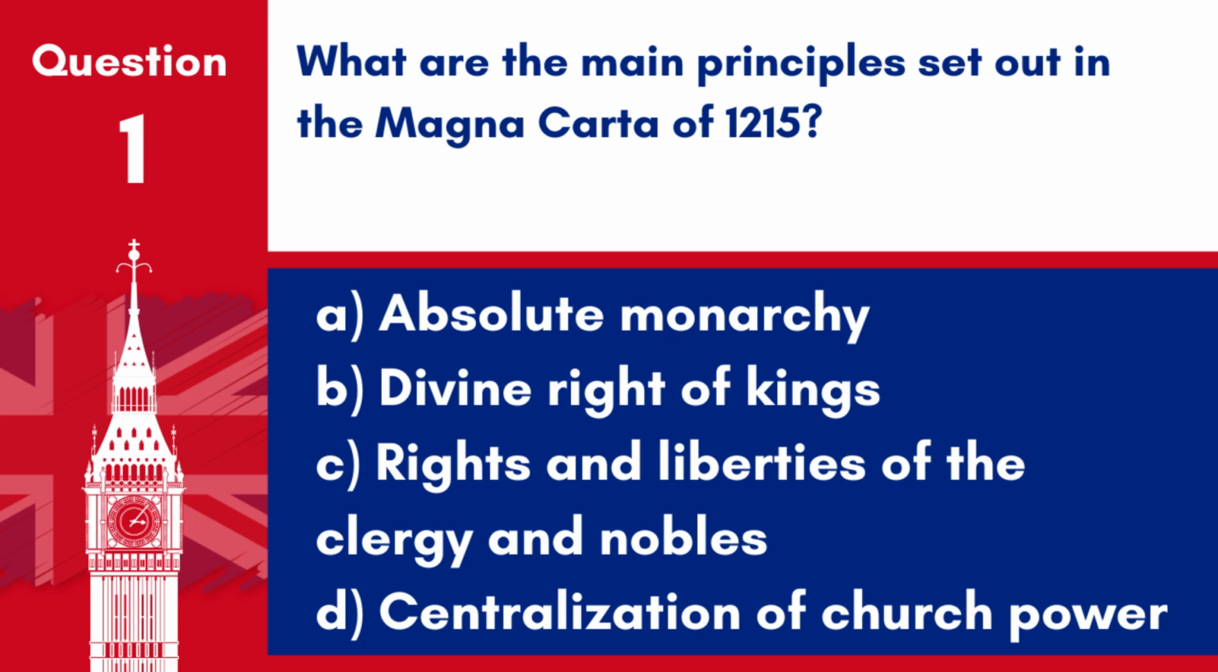Question 1. What are the main principles set out in the Magna Carta of 1215? A. Absolute monarchy. B. Divine right of kings. C. Rights and liberties of the clergy and nobles. D. Centralization of church power.